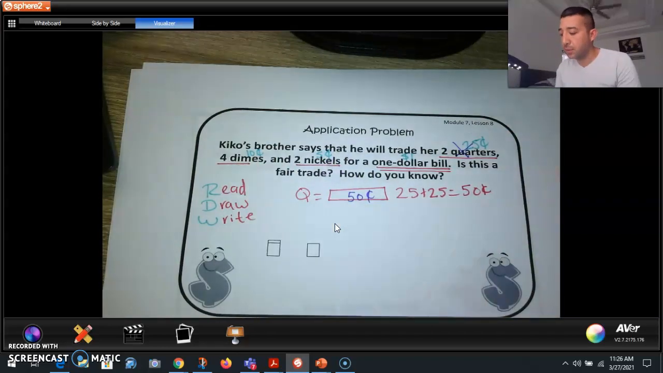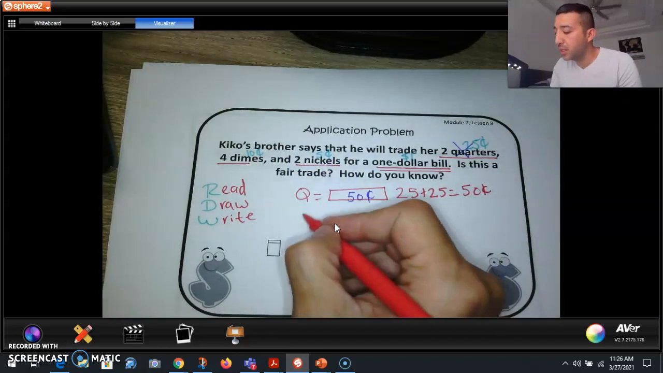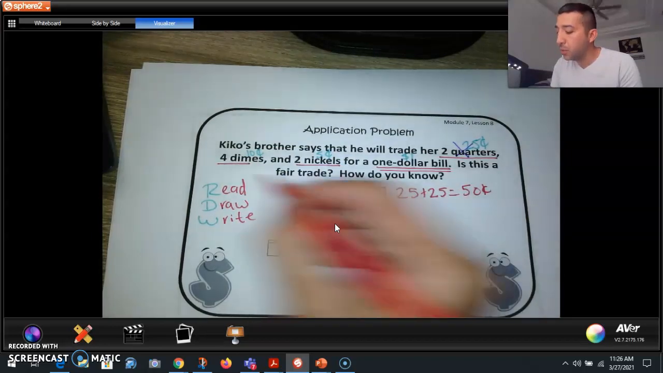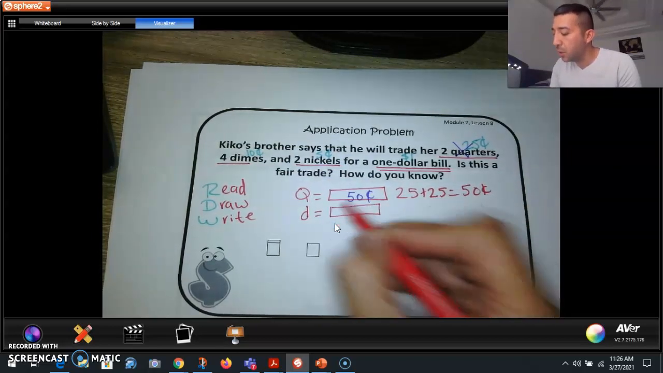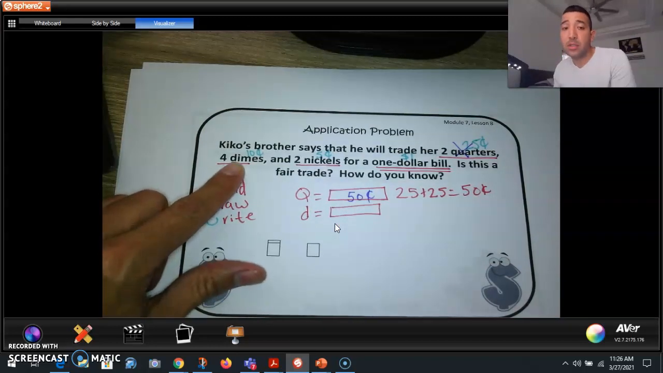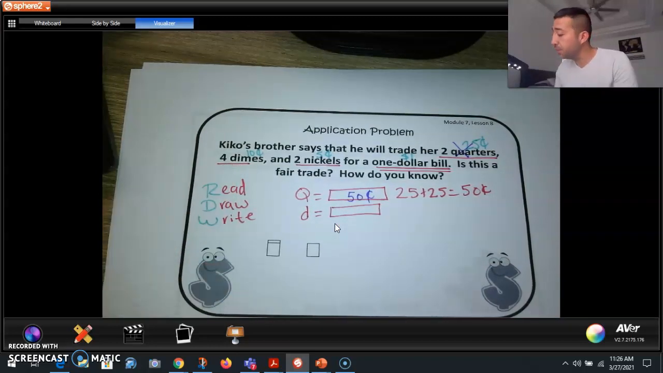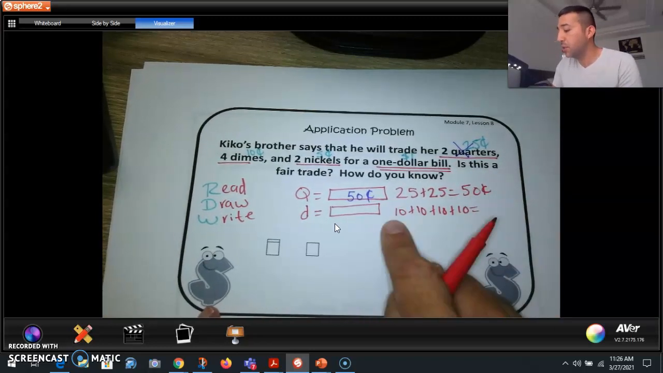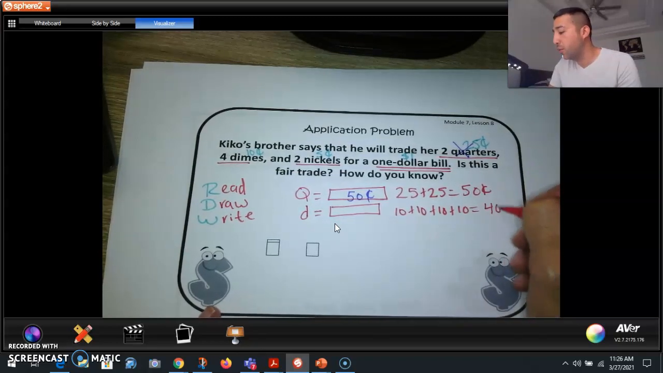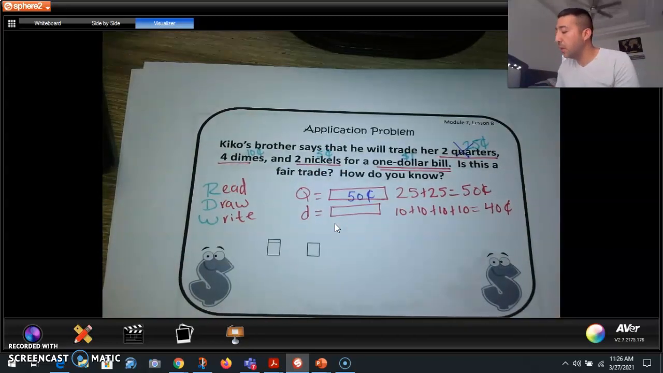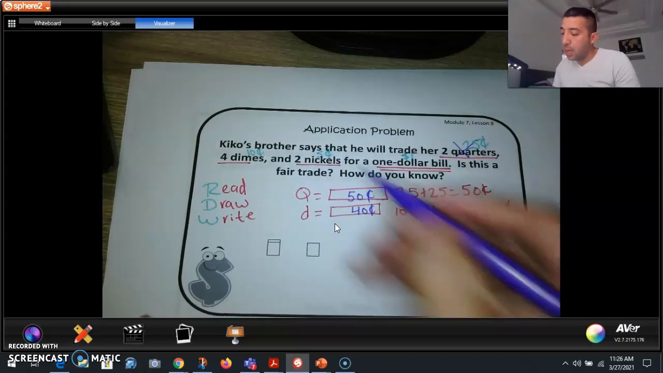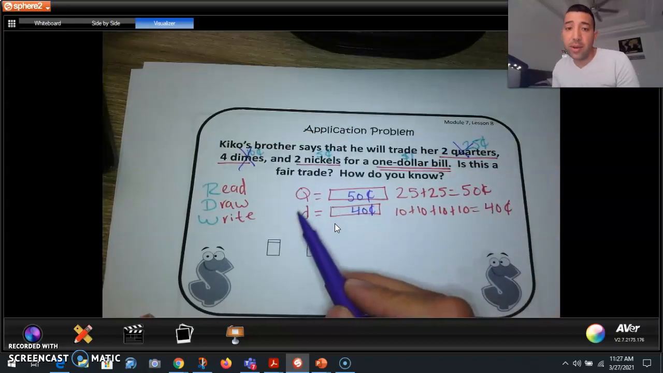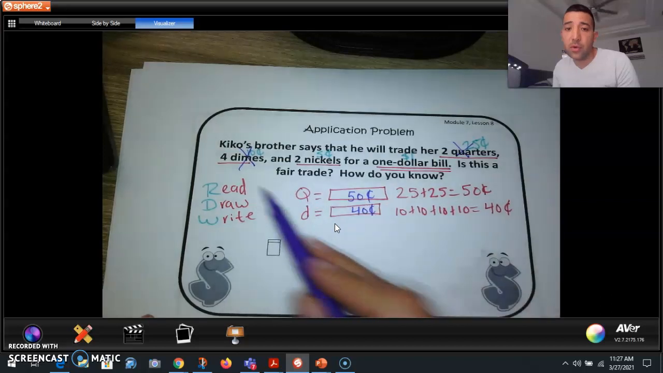Now let's go with dimes. Let's write a D for dimes and draw that tape diagram. 4 dimes. Don't forget that dimes are worth 10, so I will be adding 10 four times. 10 plus 10 plus 10 plus 10. So 10, 20, 30, 40. Yay! 4 dimes is 40 cents. I'll cross out dimes because we already did them. So 2 quarters is 50 cents, and 4 dimes is 40 cents.